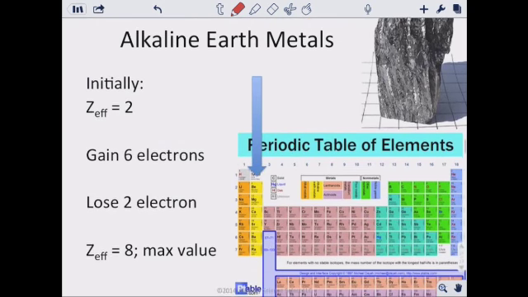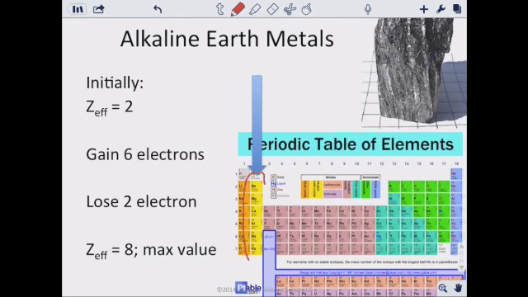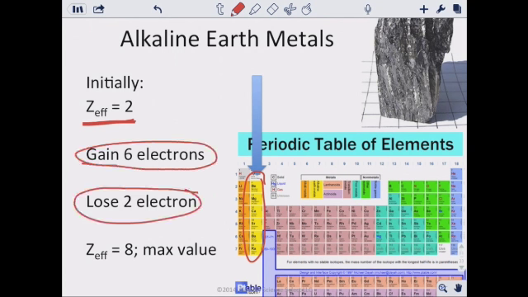If we look at the alkaline earth metals, well, it's just 1 column over, and we see initially it starts at 2, but it has an option to get to 8. We can either lose 2 or gain 6. And obviously the easiest thing for it to do is going to be to lose 2. That's why group 2 has a +2 oxidation number to get to an effective nuclear charge of 8.